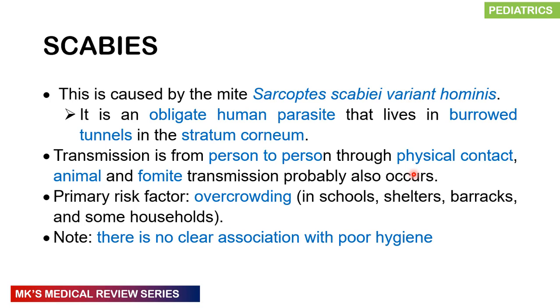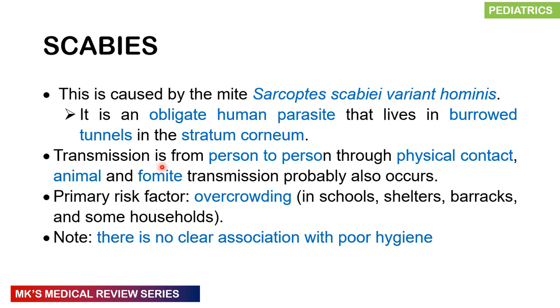Scabies is an infestation caused by a mite by the name of Sarcoptes scabiei, the variant hominis. Remember that this mite is an obligate human parasite that lives in burrows formed in the skin. They're like tunnels formed in the stratum corneum. Transmission is roughly through person-to-person physical contact, but we have seen some transmission that may probably occur with animals as well as fomites.